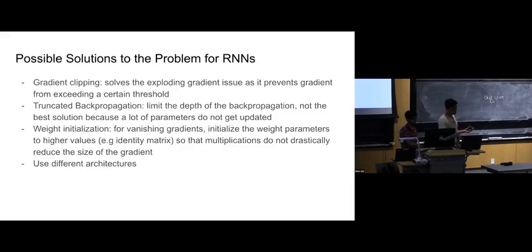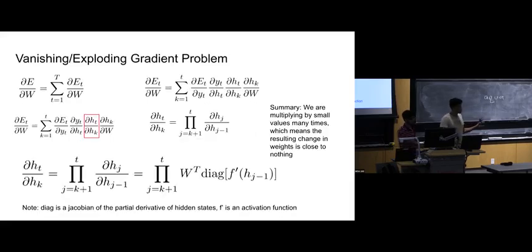Okay, so how is that solved? Oh wait, sorry, any questions about the math over here? The diag is a diagonal matrix that represents the partial derivative of the hidden states, and f prime is the derivative of the activation function. It could be softmax or tanh. Questions about that?